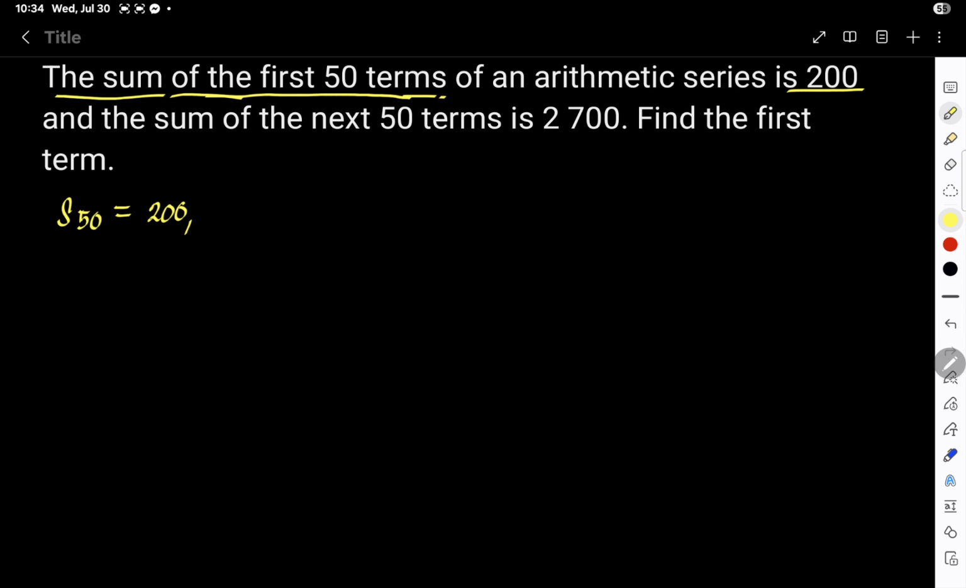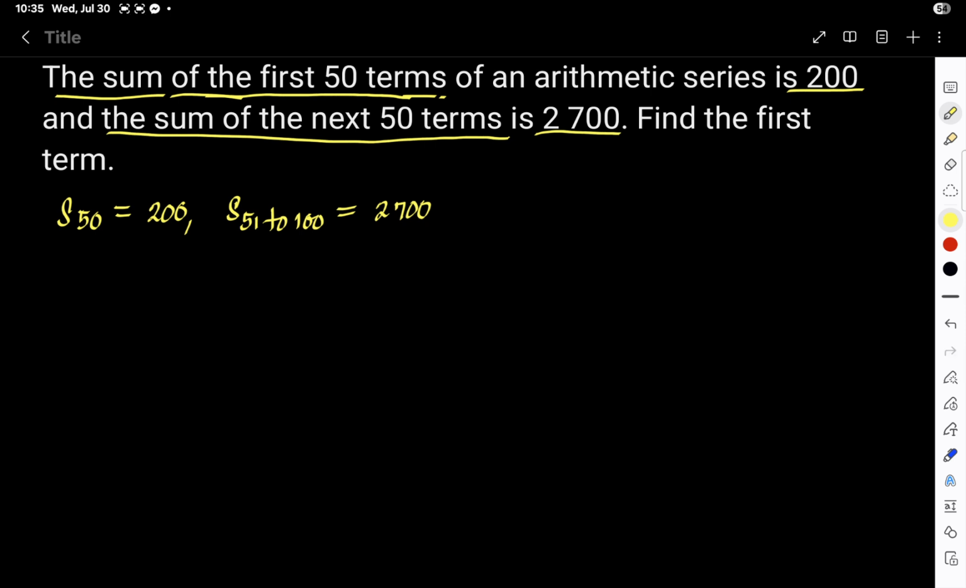And the second one is the sum of the next 50 terms is 2,700, which can be written as S sub 51 to 100, since after the 50th term, is equal to 2,700.